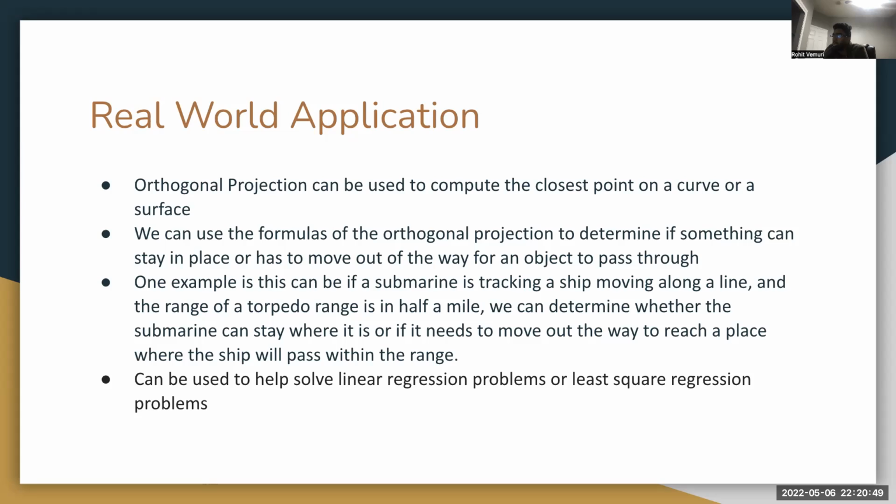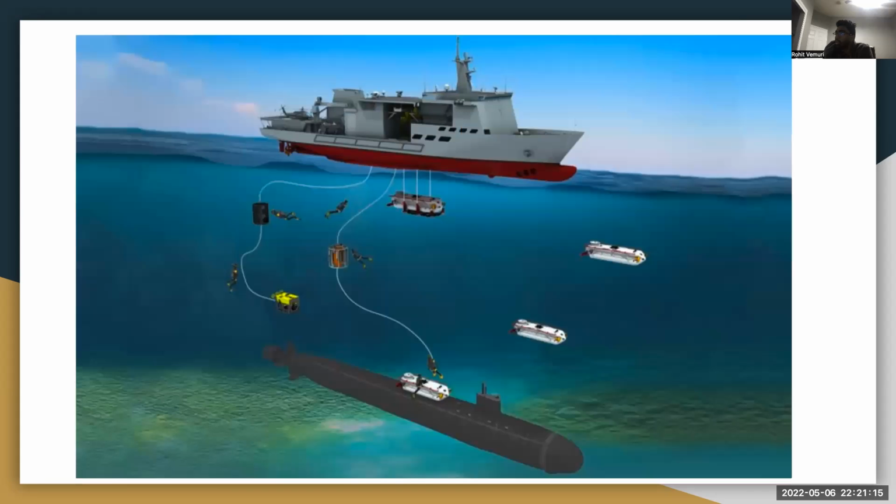One really cool real-world application is that if a submarine is tracking a ship moving along a line, and the torpedo range is within half a mile, we can determine whether the submarine can stay where it is or if it needs to move out of the way to reach a place where the ship will pass within that range. That can be really useful in military applications, and it can also be used to solve linear regression or least squares regression problems. Here's just a sample picture. It's not super accurate, but it gives an idea of a ship and seeing if it's within the torpedo range.